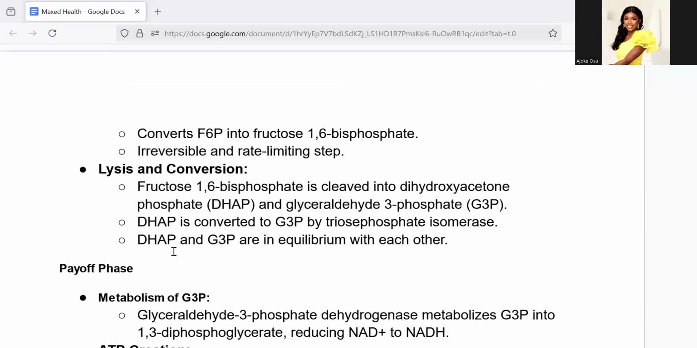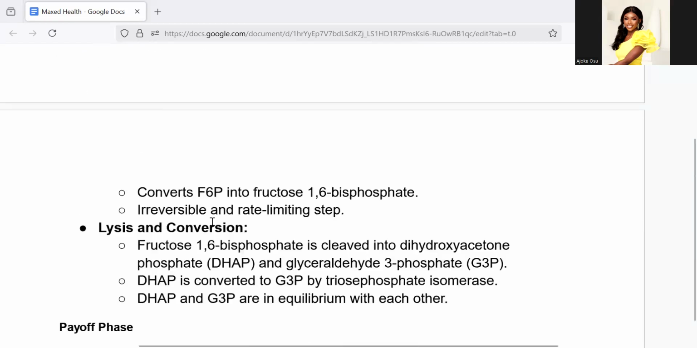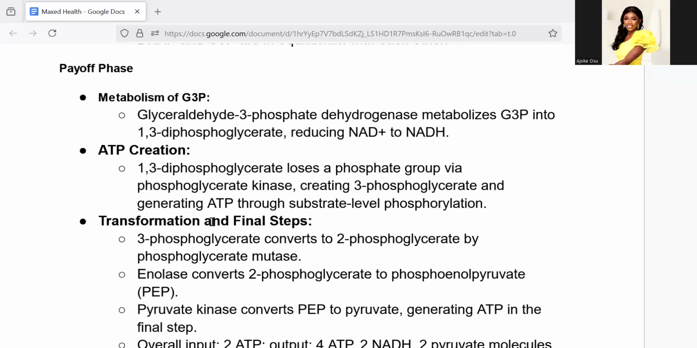So for the payoff phase, it's critical to remember that there's a total of 2 three-carbon sugars for every 1 glucose at the beginning of this phase. The enzyme glyceraldehyde 3-phosphate dehydrogenase metabolizes the G3P into 1,3-bisphosphoglycerate by reducing NAD+ into NADH.